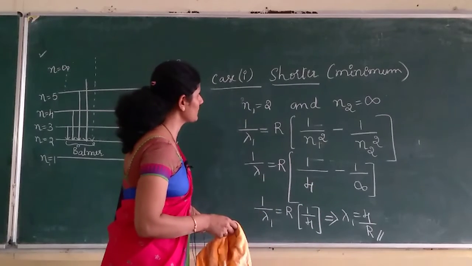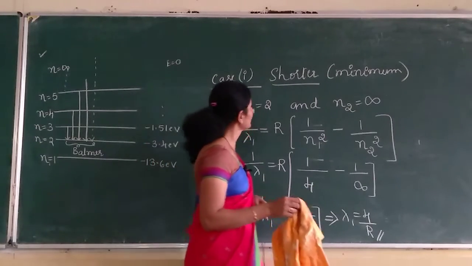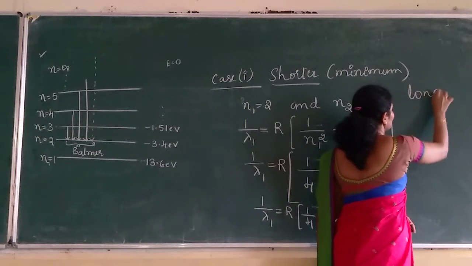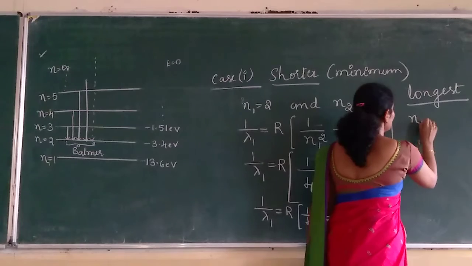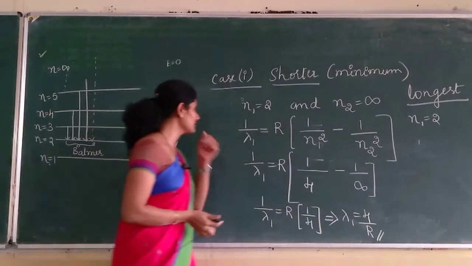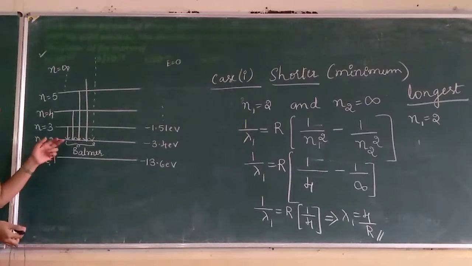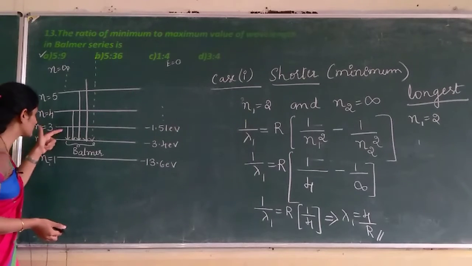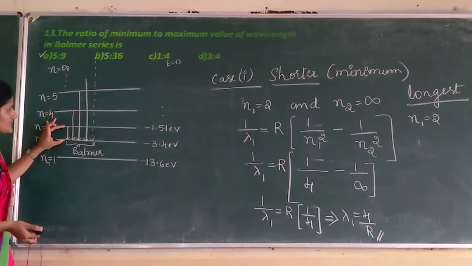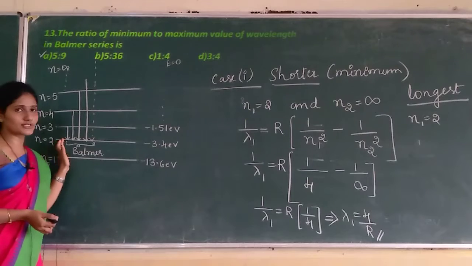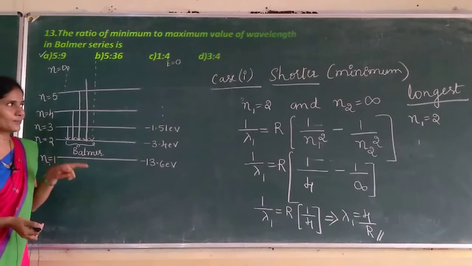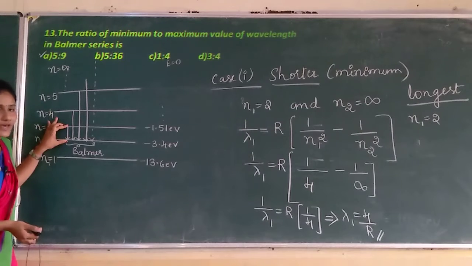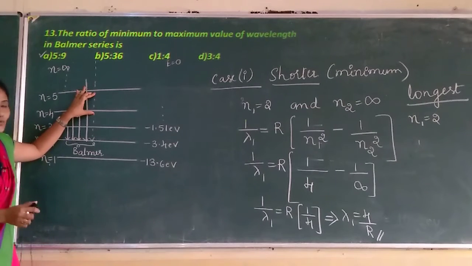Next one, for the maximum value of wavelength or the longest wavelength, n1 is equal to 2. This is same for all the transitions in case of Balmer series. Wavelength is longer. That means for the first transition, that is from n equal to 3 to n equal to 2, energy is less. Frequency is directly proportional to energy, so frequency is also less. Frequency is inversely proportional to wavelength, so wavelength is more for this transition. So this is the longest value of wavelength, and the other transition gives the shortest value of wavelength.